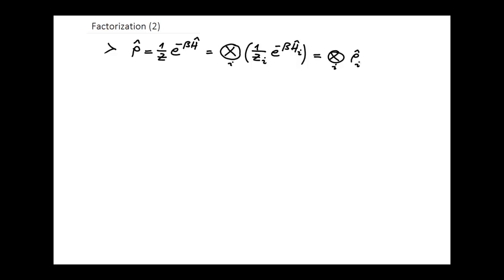And we talked generally about correlations between systems. We said that whenever the density matrix of a composite system is the tensor product of the density matrices of its parts, then this means that there are no correlations between the parts. So this shows you immediately that this is a product state, and therefore there are no correlations between the parts.